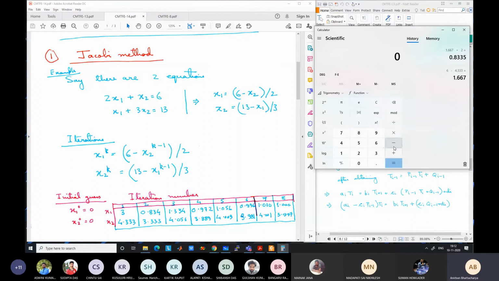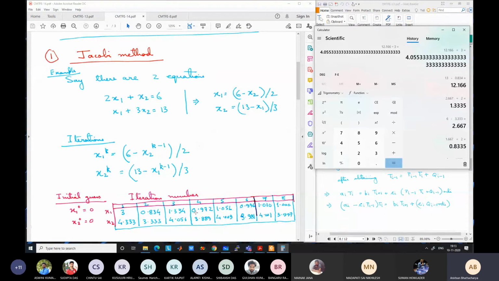So we will not stop here. We will go to the next iteration. For x1 we use the previous iteration value of x2, which is 3.333. So 6 minus 3.333 divided by 2 is 1.334. Similarly, for this one you use the previous iteration value of x1. So 13 minus 0.834 divided by 3 gives 4.055. I have written 4.056, but it should be 4.055.